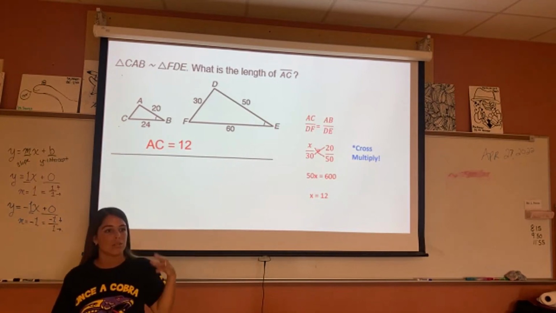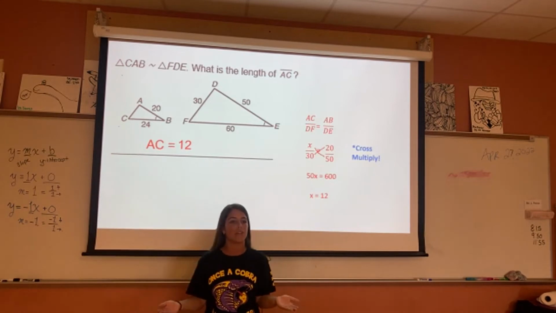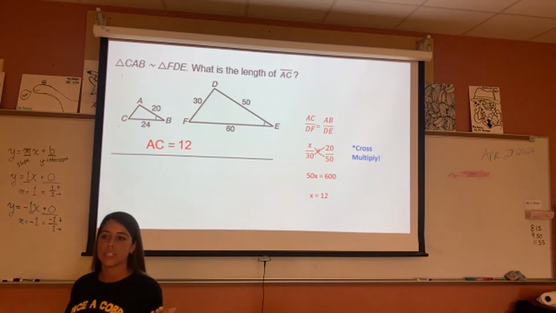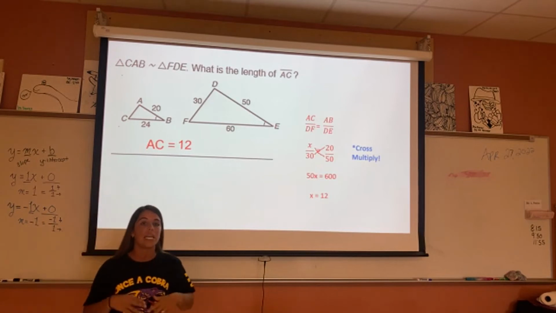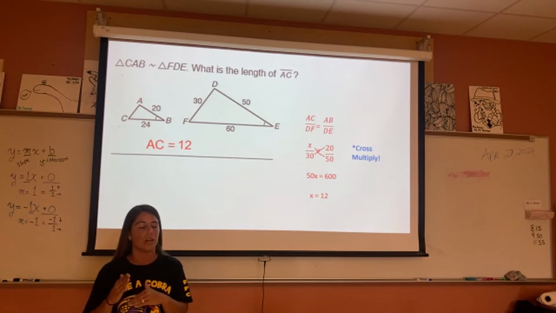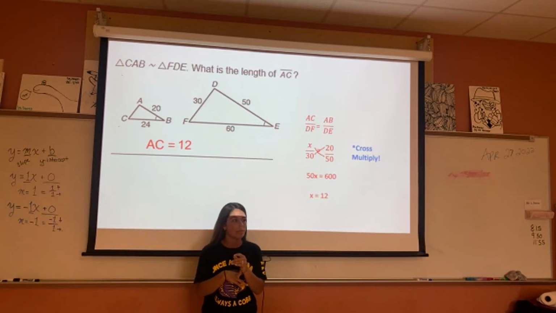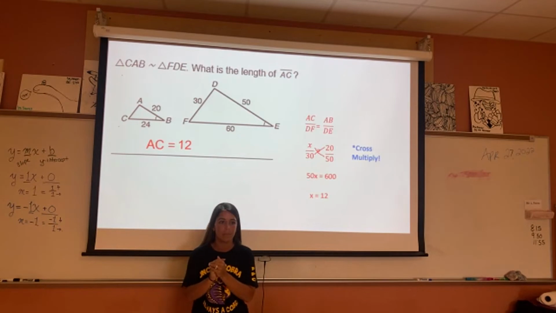They're either only going to ask you to figure out the angle or figure out the side. The angles, you don't have to do math. If the angles are corresponding, they're congruent. Here, similar sides, just setting up a ratio, setting up that proportion and cross multiplying. Questions on that one? No?